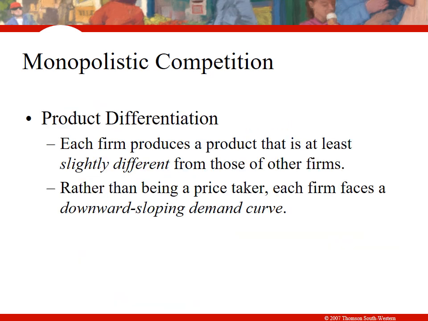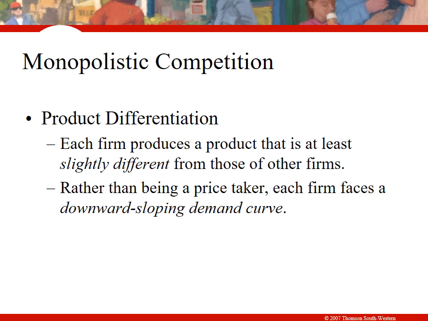Product differentiation. So just like we talked about with books and movies and such, each firm in a monopolistically competitive market produces a product that is at least slightly different from other firms. Rather than being a price taker, as would be the case in a perfectly competitive market structure, each firm faces a downward sloping demand curve.